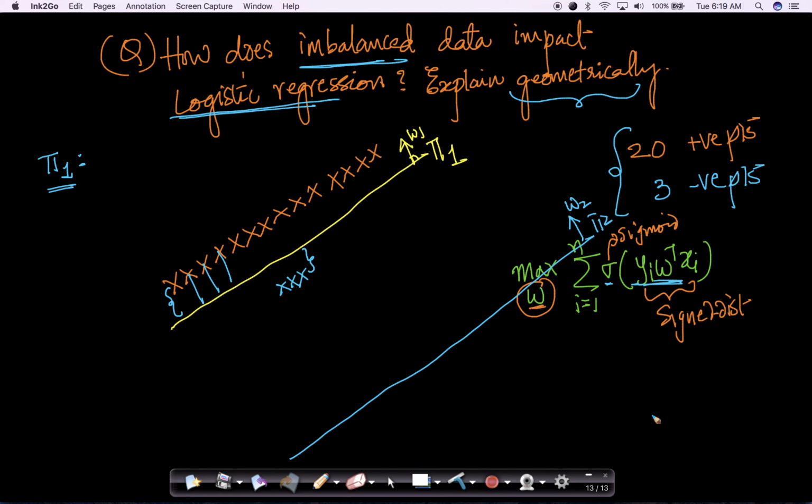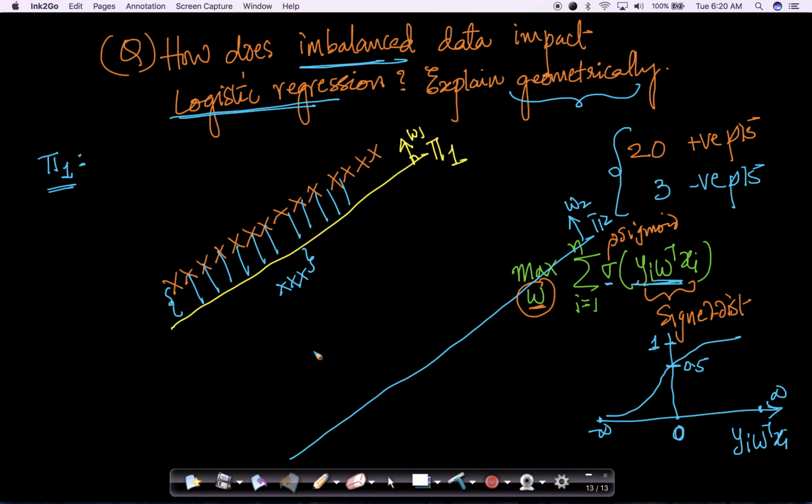And how does the sigmoid function itself look? The sigmoid function looks like this. If you have yi w transpose xi, the signed distance, on the x-axis, if the signed distance is 0, the sigmoid function has a value of 0.5. If the signed distance is infinity, it has a value of 1. If the signed distance is minus infinity, it has a value of 0. So if the distance is not 0, but a small value like this distance, the sigmoid of the signed distance, let's assume here, is 0.8. Similarly, let's assume the sigmoid of the signed distance for these 3 points is also 0.8.